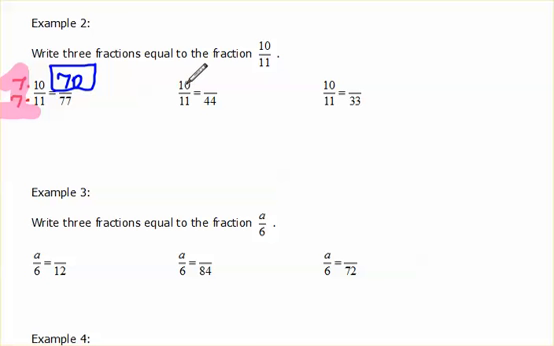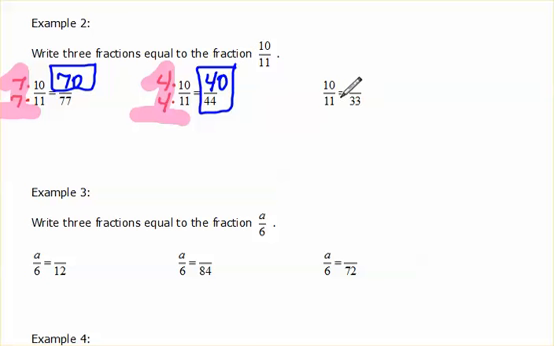Now for the next one, it says 10 over 11 is equal to what over 44? So again, we need to ask ourselves, what are we multiplying by to get 44? Well, that would have to be a 4. So we have to do the same thing on the top so that we're only multiplying by 1. And 4 times 10 would give us 40. So 40 over 44 would be the same thing as 10 over 11.